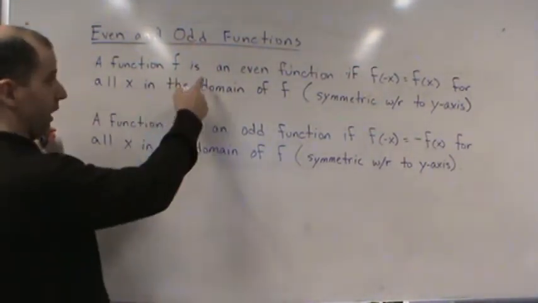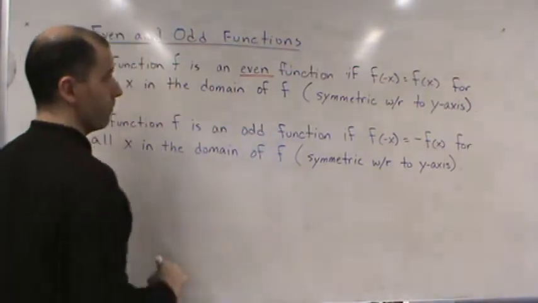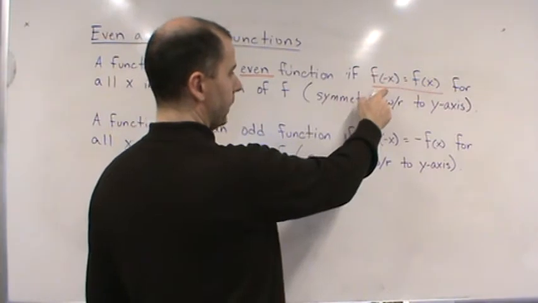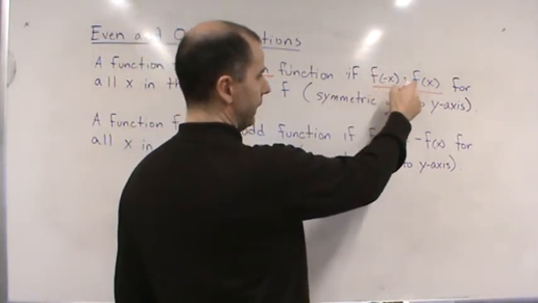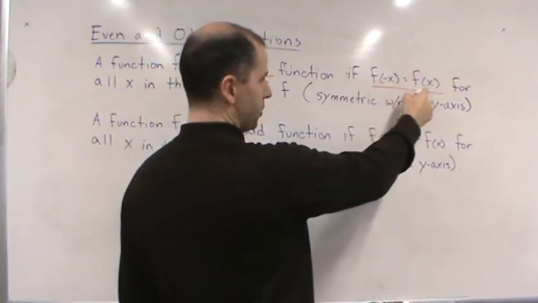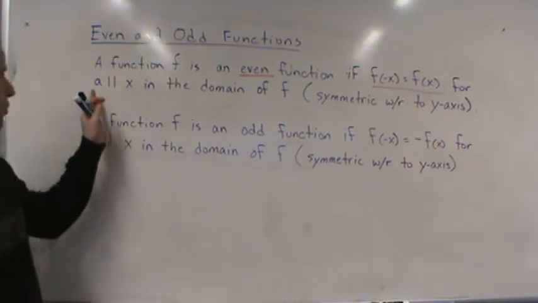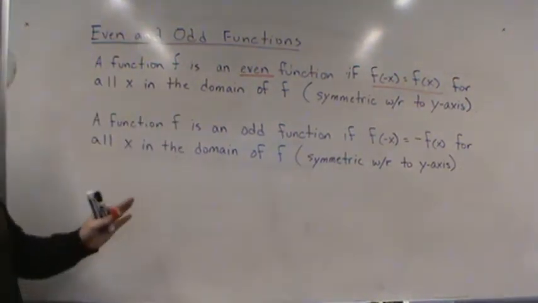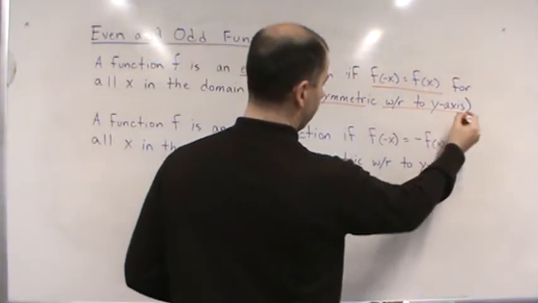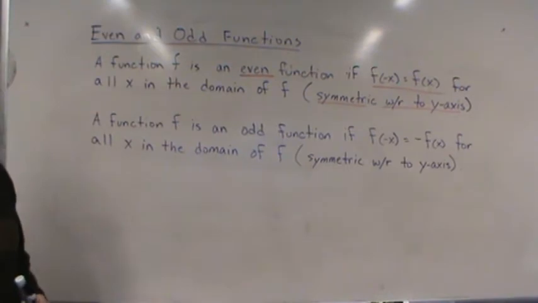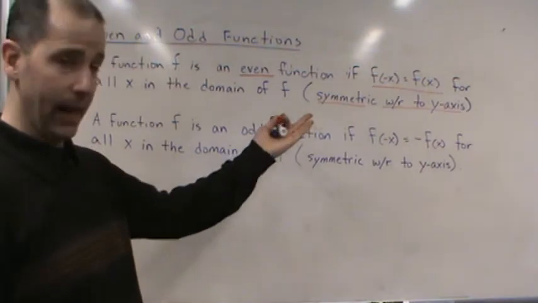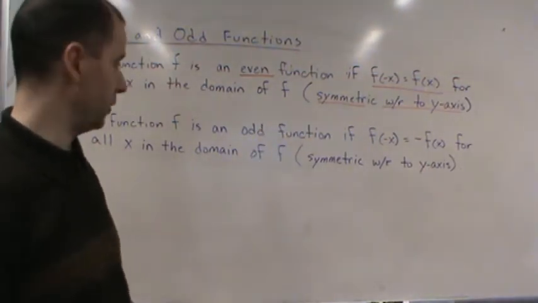So a function f is an even function if this is true: if we plug in f of negative x and we get f of x back out. So if we replace x with negative x and we get the same function back, and if that's true for all x in the domain, then it's an even function. In other words, if it's symmetric with respect to the y-axis. So if the graph of a function is symmetric with respect to the y-axis, then it is an even function.